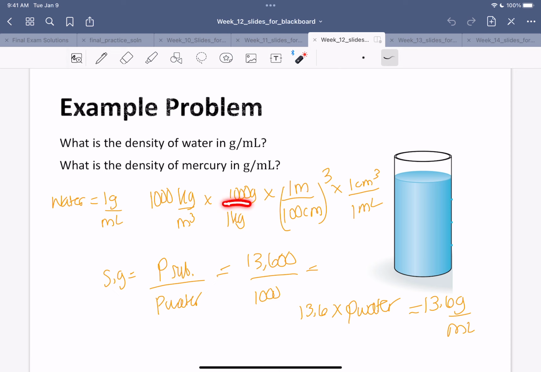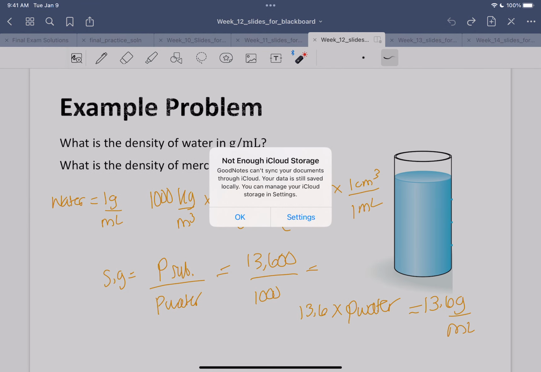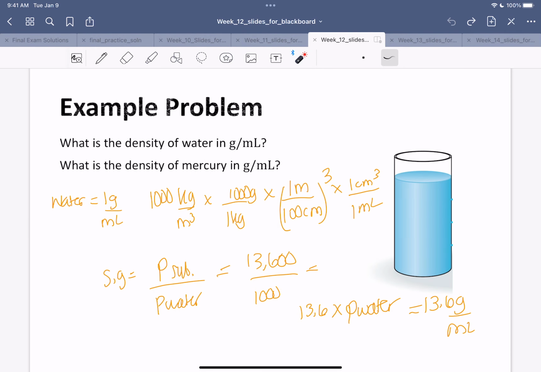So you multiply by 1,000, kilograms will cancel with kilograms, grams will be left on top, and then if you want to convert from meters cubed, you know that 1 meter is 100 centimeters, and then you cube that. Don't forget to take the exponent to the third there in order to have the proper units. So meters cubed has to cancel with meters cubed up here, and the only way you can do that is if you cube the whole factor.